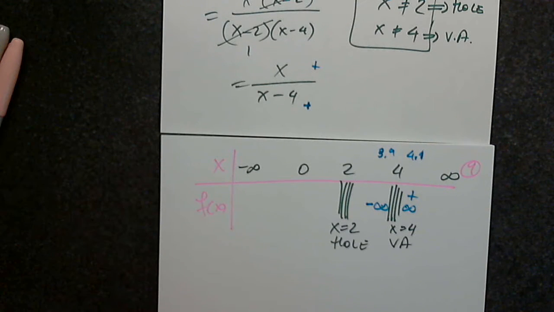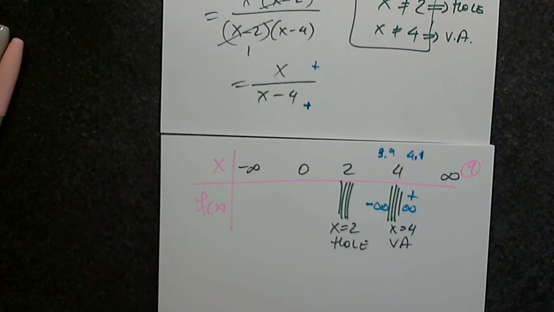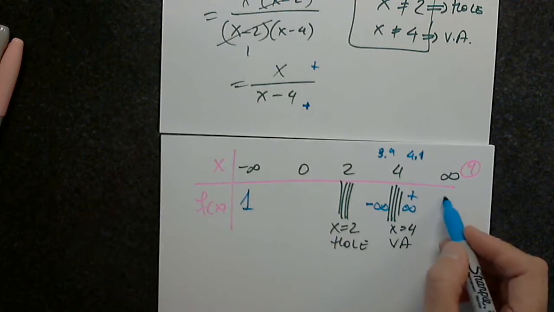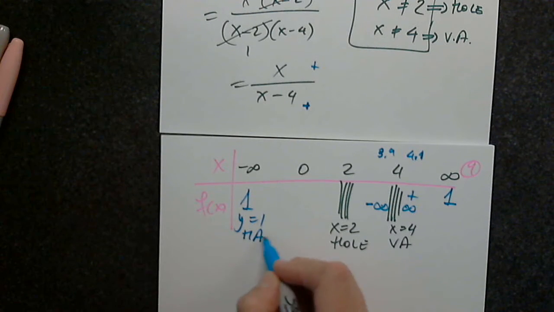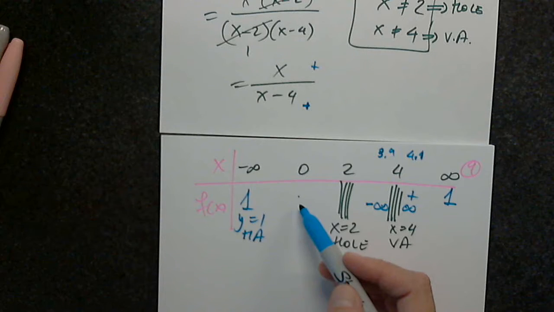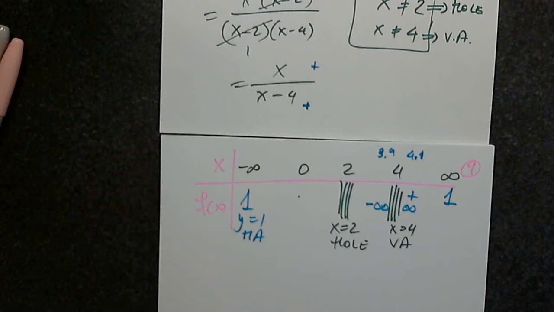The horizontal asymptote and end behavior. Type 1, leading coefficient over the leading coefficient. But of course you have to make sure that they are in descending order, because otherwise you may not be able to identify correctly. So what is the leading coefficient at the top? 1. What is the leading coefficient at the bottom? Good. So 1 and 1, y equals 1, horizontal asymptote. Please plug in 0 and tell me what you get. It's 0 over negative 4. Perfect.